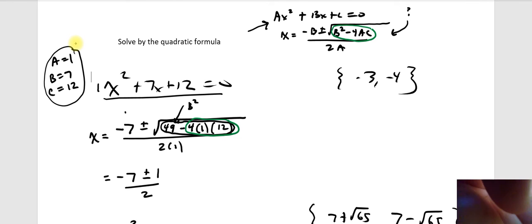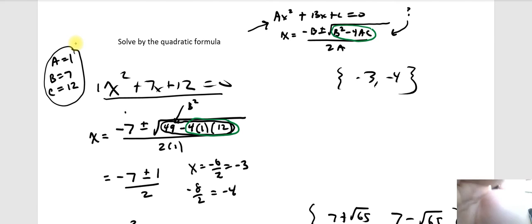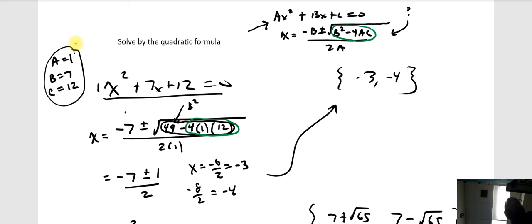Now we want to write them one at a time. Negative 7 plus 1 is negative 6 over 2, there's your negative 3. Negative 7 minus 1 is negative 8 over 2, and there's your negative 4, and there is our solution set for that problem.